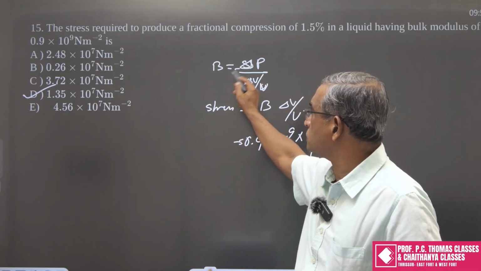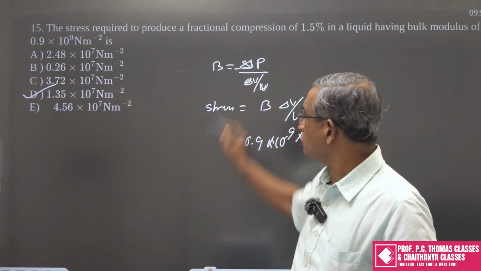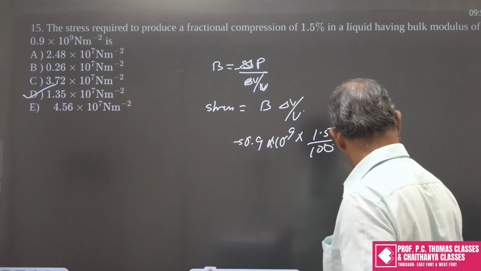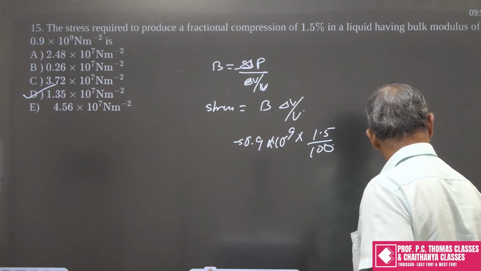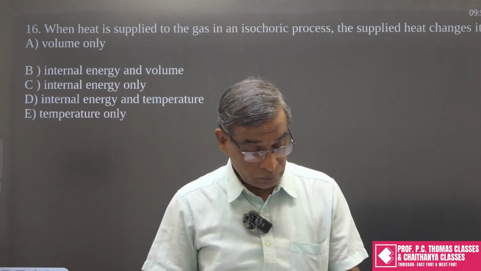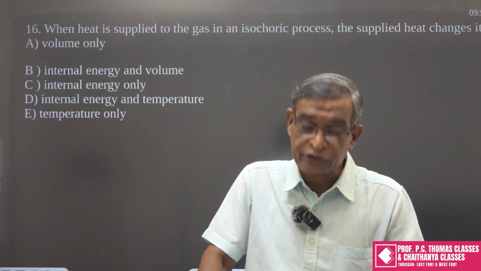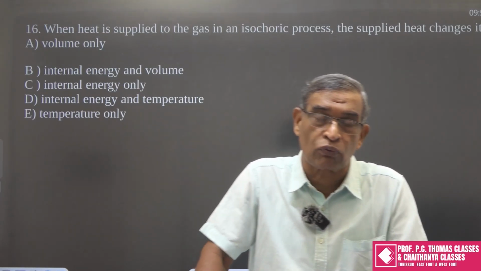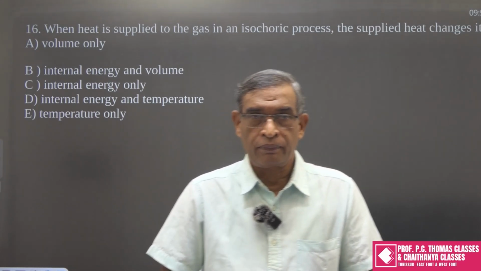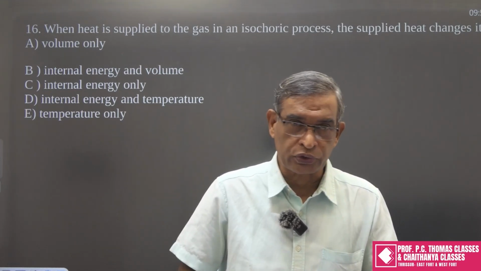The modulus is given by stress by strain, here a bulk modulus, and therefore B is equal to delta P by delta V by V. Okay. Go to our next question. When heat is applied to a gas in an isochoric process, isochoric being volume same, there is no change in volume. If there is no change in volume, work done is zero in an isochoric process, we know.